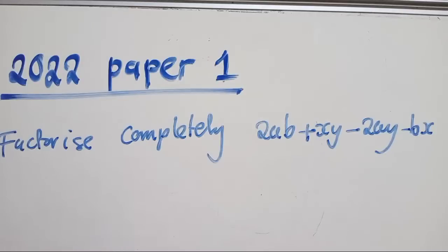Okay. I'm still waiting for your comments. What solution are you getting? Anybody? We want to see the solution that you're getting. Okay, that's Mwewa Chipenge. 2x minus x inside the brackets, b minus y inside the brackets. One more solution before I work out.